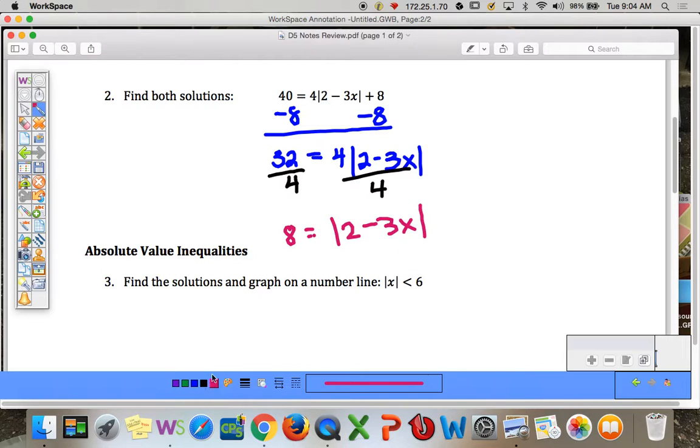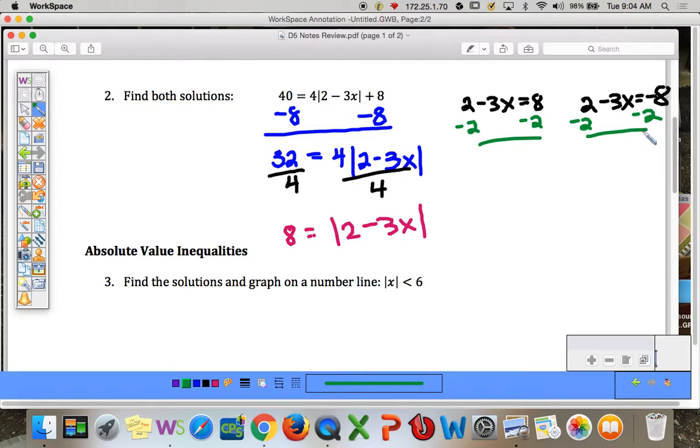Now we split it up into the plus and minus, and I'm going to do that over here. We'll have 2 minus 3x can be 8, and 2 minus 3x can be negative 8, and then we're going to solve. So subtract 2 from each side. We'll get negative 3x equals 6. We'll get negative 3x equals negative 10. And we'll divide by negative 3 here.